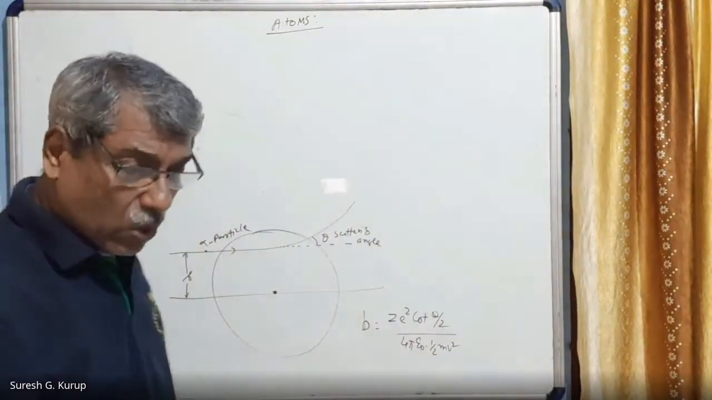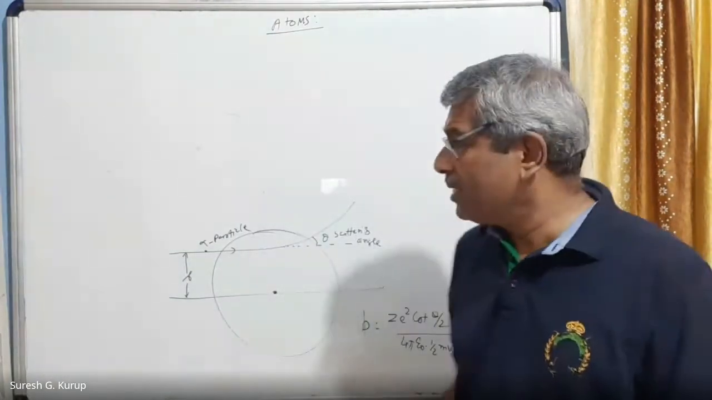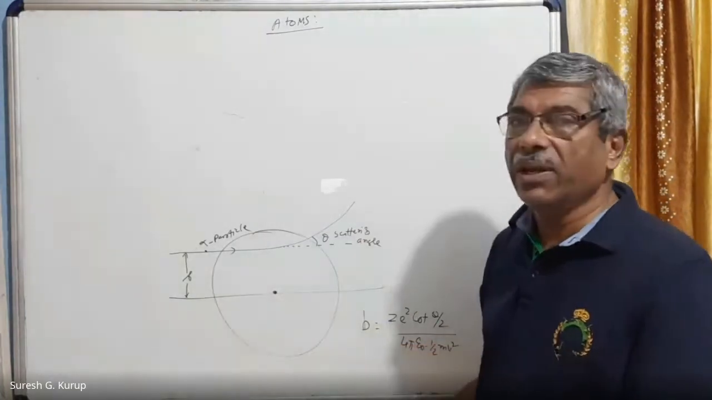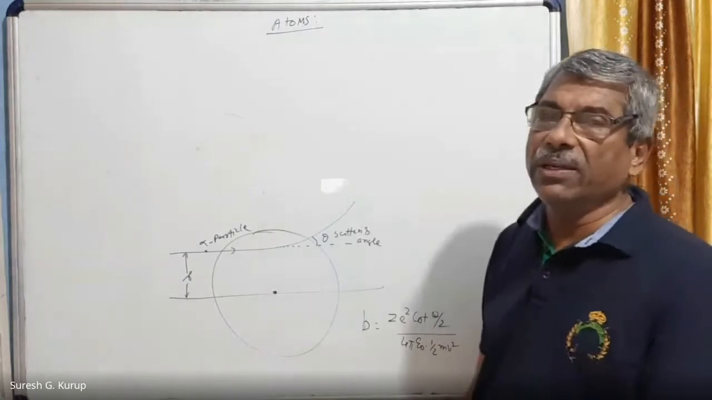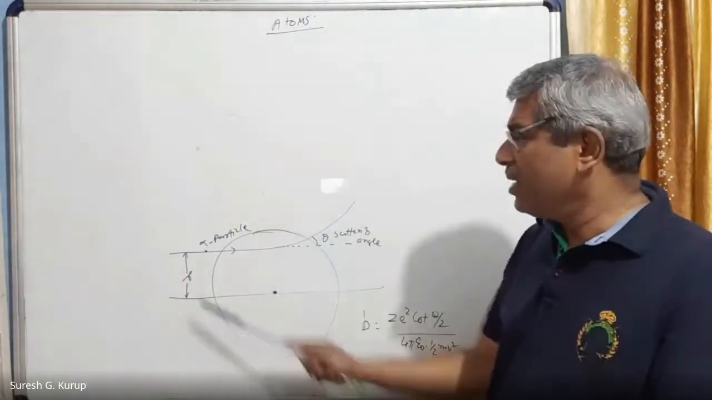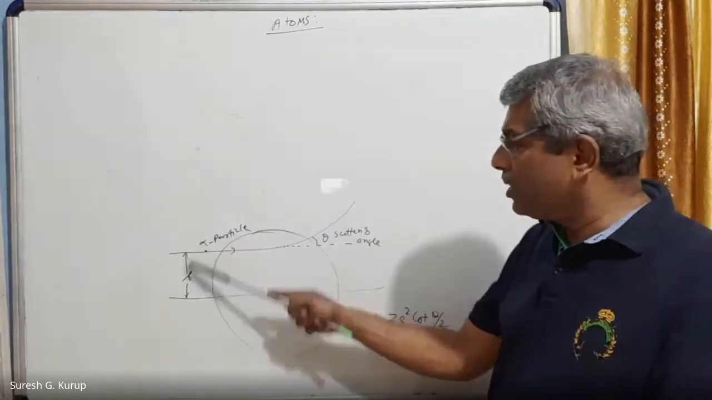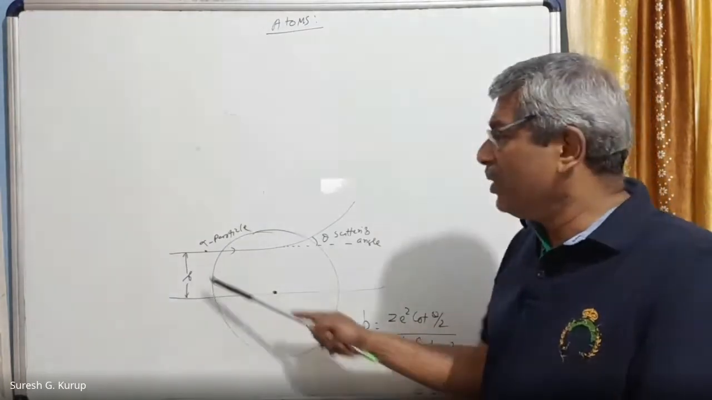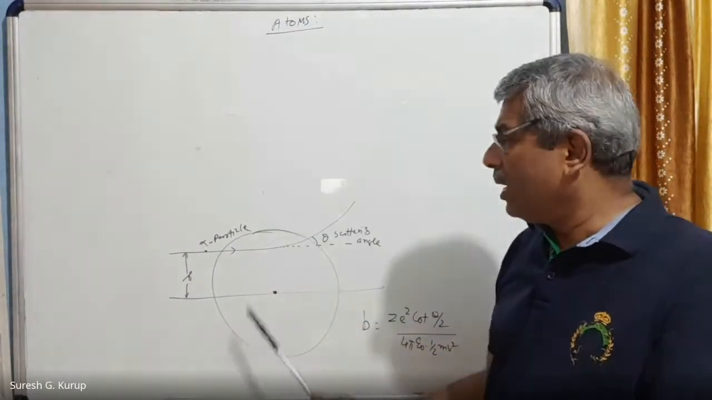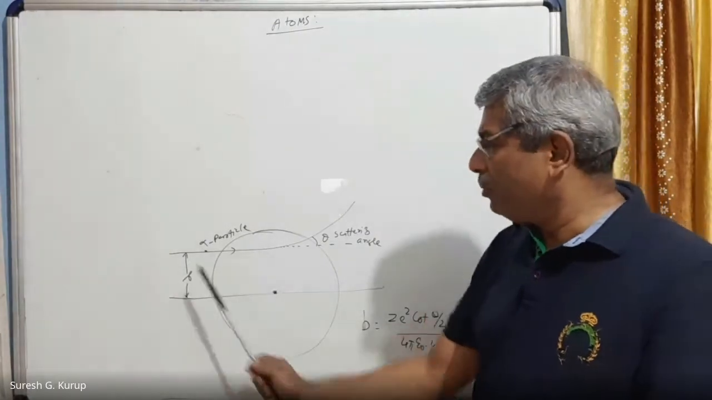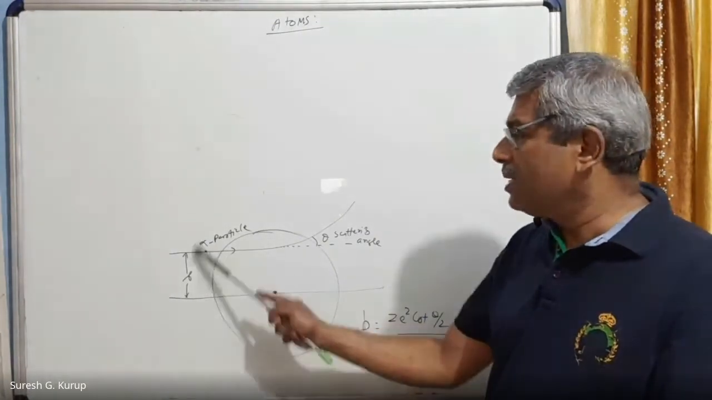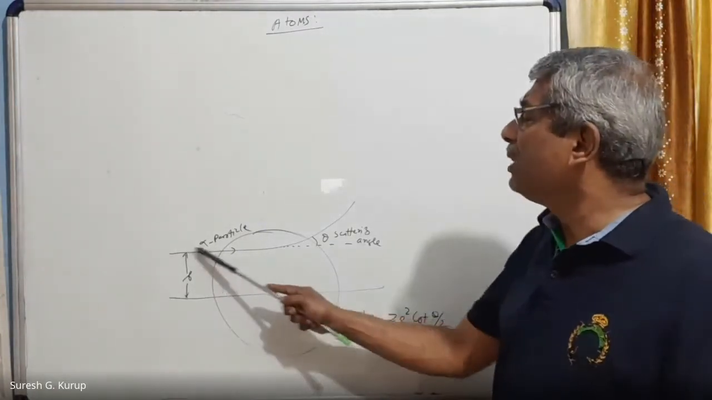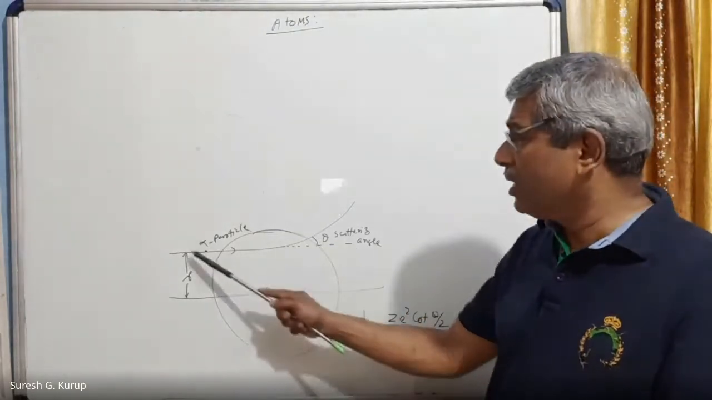And the next is what is called impact parameter. What is impact parameter? Impact parameter is the perpendicular distance between the velocity vector and the line through the center of the nucleus, right? So this is the velocity vector. The perpendicular distance drawn from a line which is passing through the center of the nucleus to the velocity vector is called the impact parameter.